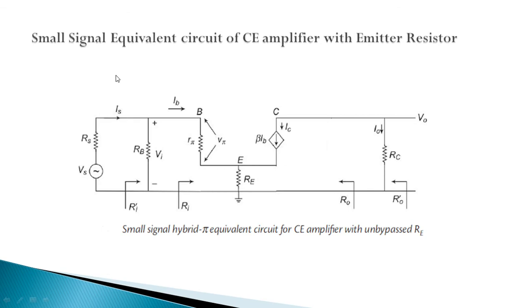So now let us look at the small signal equivalent circuit of a common emitter amplifier with emitter resistor. Vs and Rs are present, and in parallel to that the resistor Rb, where Rb is nothing but R1 parallel with R2. The voltage across this Rb is given by Vi, and between the base and emitter terminals the resistor R pi is present, and the voltage across R pi is given by V pi. The output side between the collector and emitter terminals we replace by a current source given by beta into IB, where IC is equal to beta into IB, and I naught is the current that flows through the collector resistor RC.